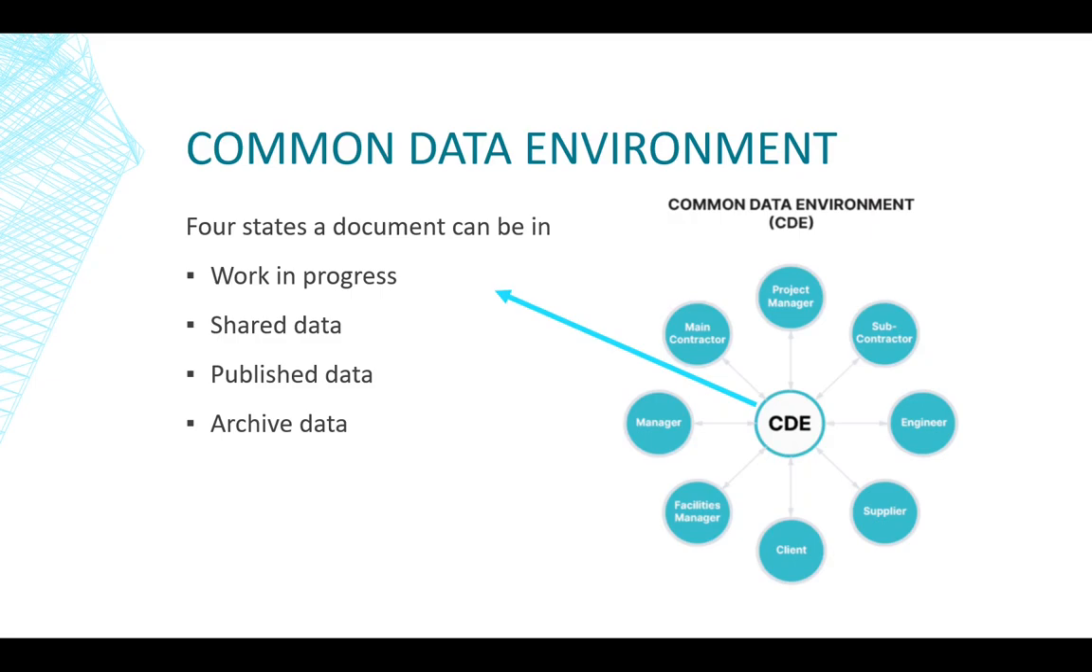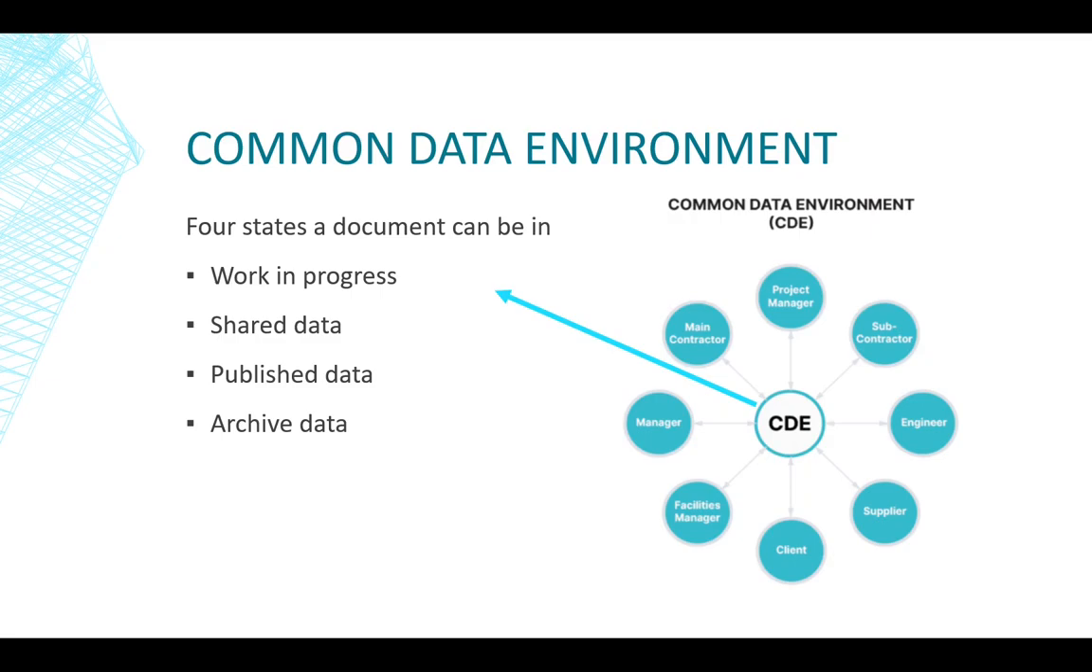The shared state is used for information that has been approved for sharing with the appointing party or with other appointed parties or task teams. A container in this state should be visible and accessible to them, but should not be editable. If editing is required, the container should be returned to the work in progress state. The next one is the published state, which is used for information which has been authorized for use, either in the construction of a new project or in the operation of the asset.